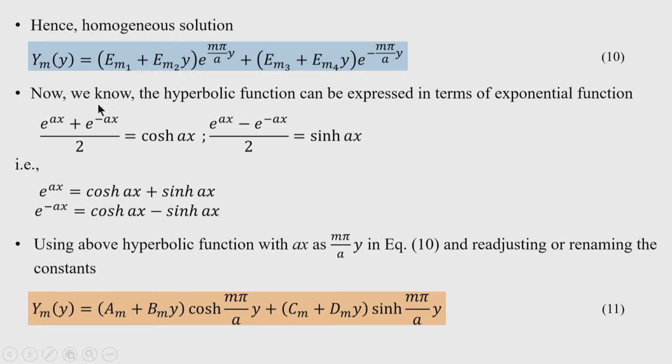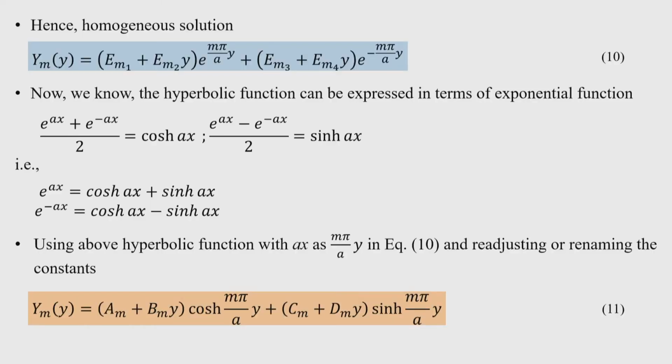Okay. Now, we know that the exponential function and its hyperbolic form are very useful in mathematical physics or any problem in engineering. So, therefore, I want to express this exponential function in terms of hyperbolic functions. Now, the hyperbolic function can be expressed in terms of exponential functions. We know that e to the power a x plus e to the power minus a x by 2 equals cos hyperbolic a x. Okay. That is known to us. Similarly, e to the power a x minus e to the power minus a x divided by 2 equals sin hyperbolic a x. So, this is also known to us.